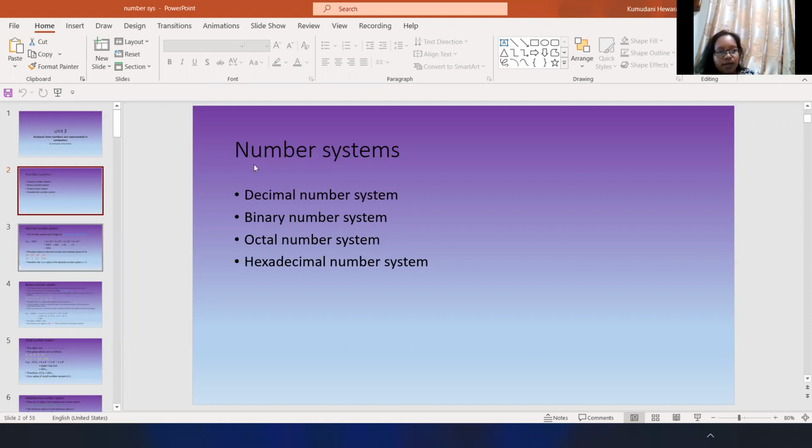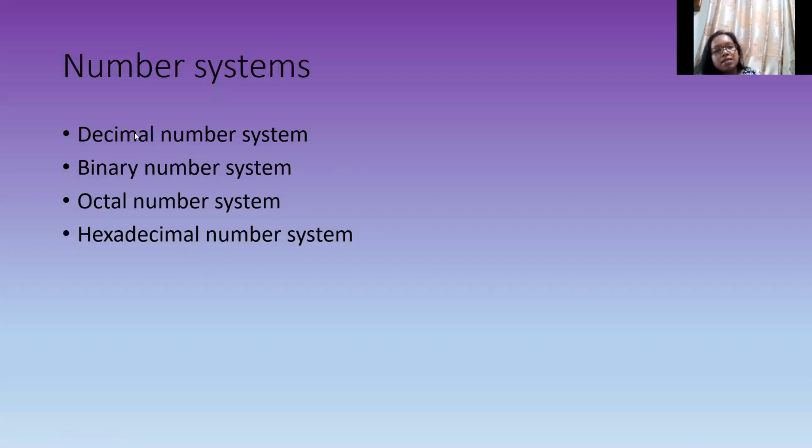Now, if you take these 4 number systems, normally the decimal number system is the one that we use in our day-to-day calculations. As an example, if I ask how old you are, you may tell your age, maybe 17, 18, 16, and so on. That number you normally express in decimal manner, right? And all the calculations that we use for day-to-day purposes, we use this decimal number system.